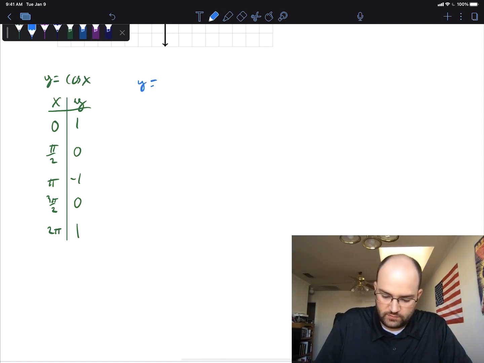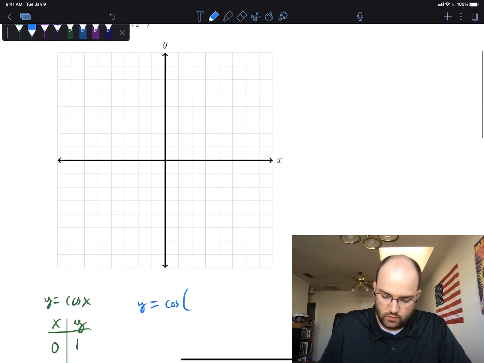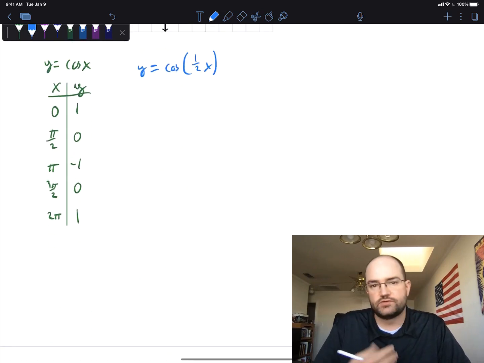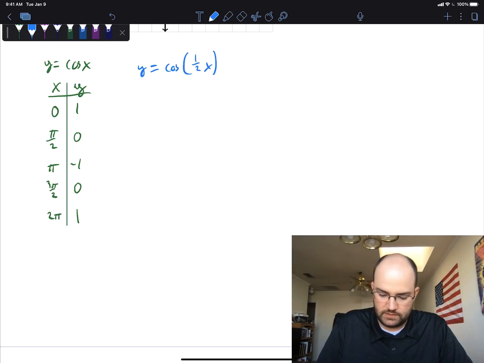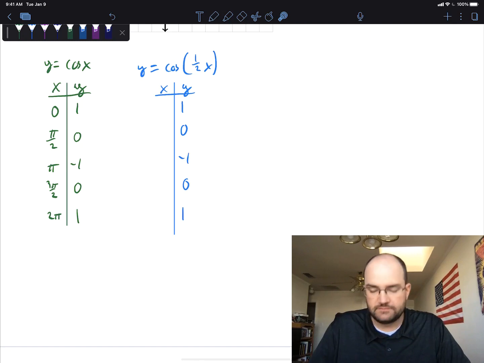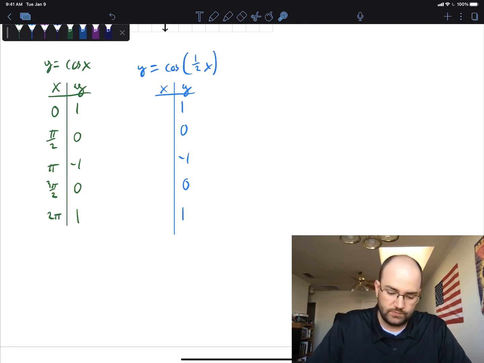The transformation is y equals cosine of 1/2 x. Notice that there's 1/2 in front of the x there. That means that it's in with the parentheses, which means that the y values stay the same because the x's will change. Because it's in front of the x, we do the opposite, which is divide by half. But dividing by the half is the same thing as multiplying by 2.